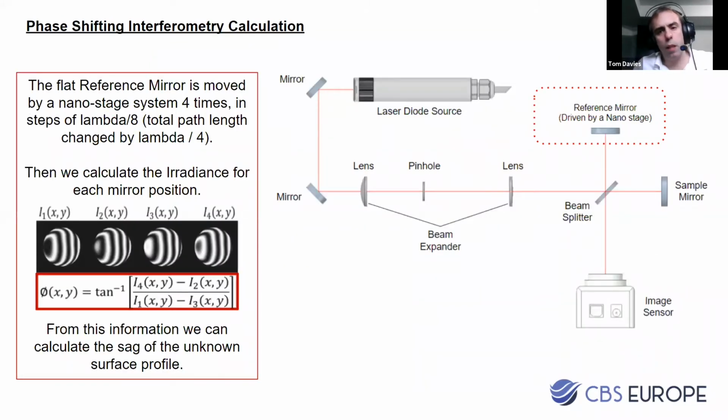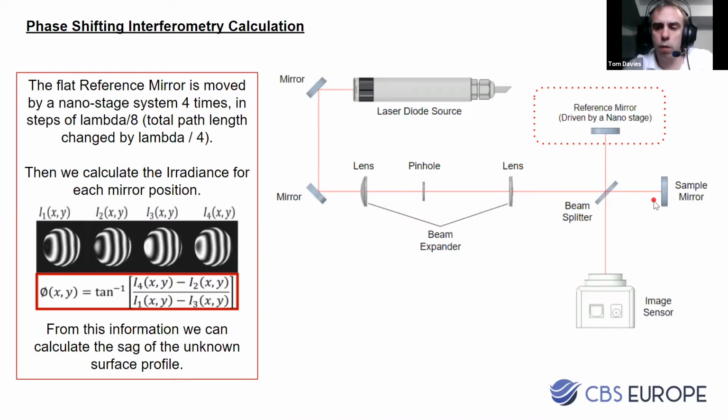So this is a phase shifting interferometer. And just a brief summary of what is actually happening in the calculation. Here on the top right, we have just a schematic of the optics without the mechanical parts, just so we understand what's going on. We have a laser diode source, which is helium neon in this case, that comes through a beam expander and then a beam splitter, creating two paths. One path goes to the reference mirror driven by a nanostage. This is just a flat mirror. And then we have the sample mirror on the other path. Now, the whole purpose of the phase shifting interferometer is to analyze the surface profile of the sample mirror.